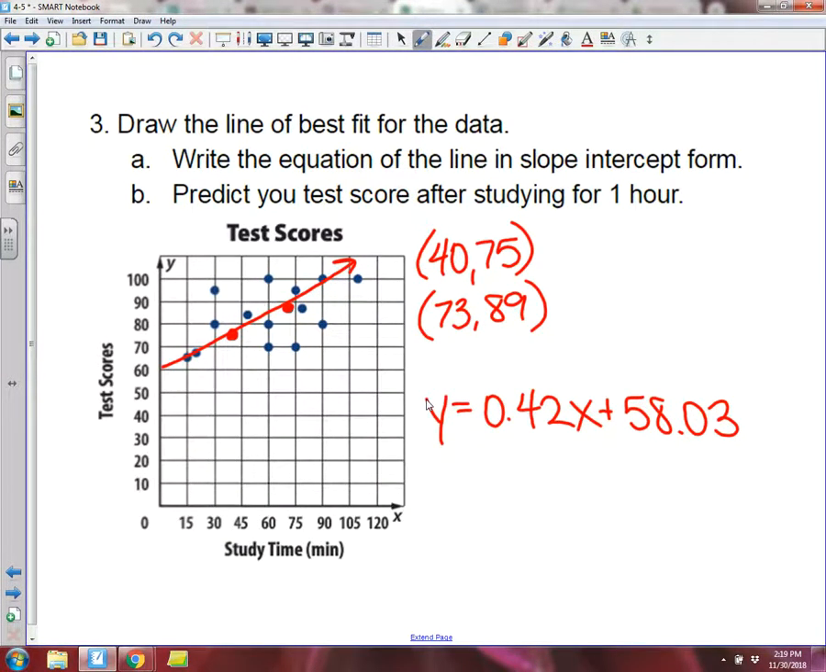Now it says predict your test score after studying for 1 hour. Oh, I'm so glad you said 60, Trevor. Does everybody notice how he did not put a 1 in there? Because it's measured in minutes, not in hours. Measured in minutes, not in hours. Pay attention. Let's go.